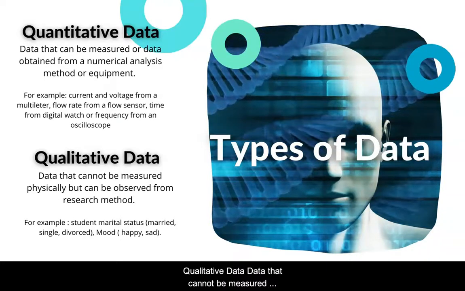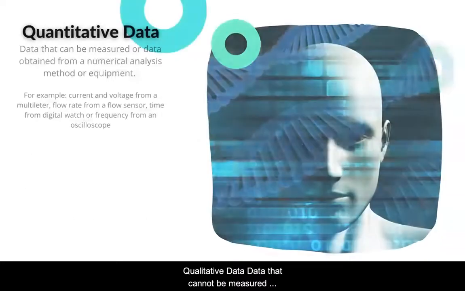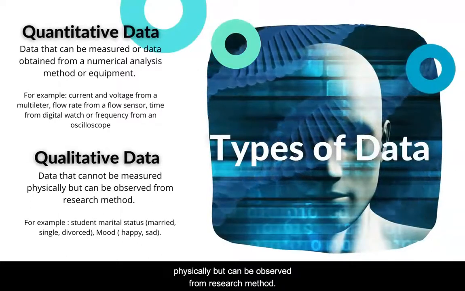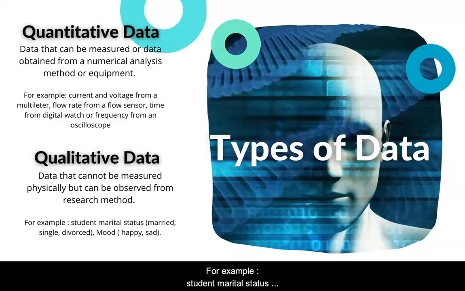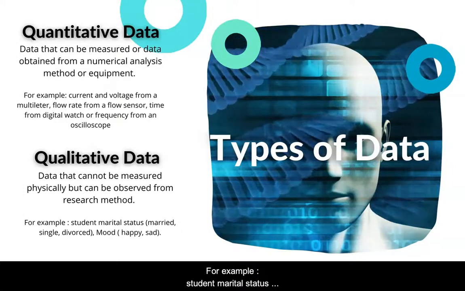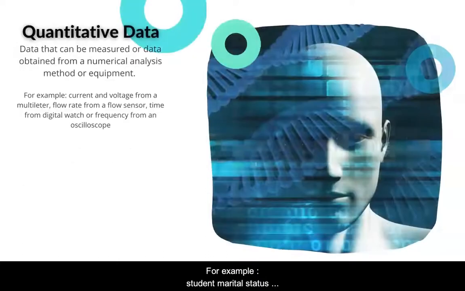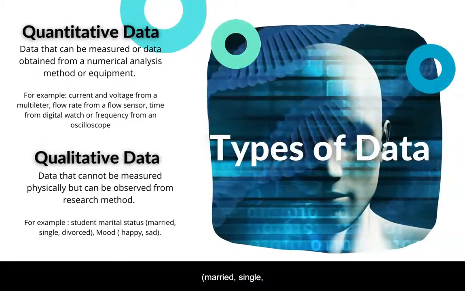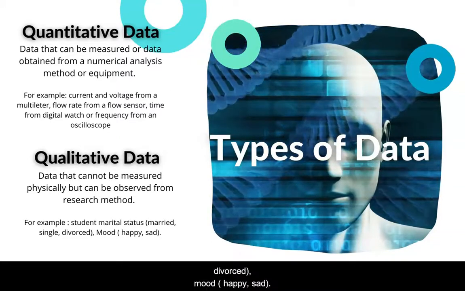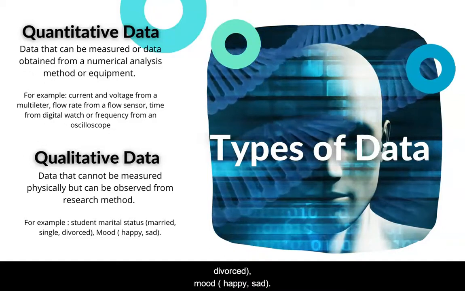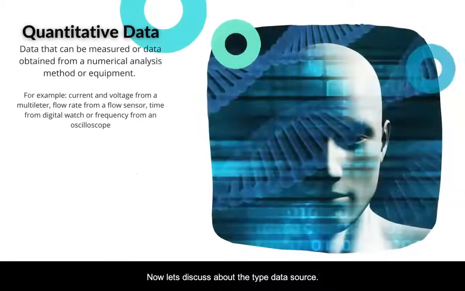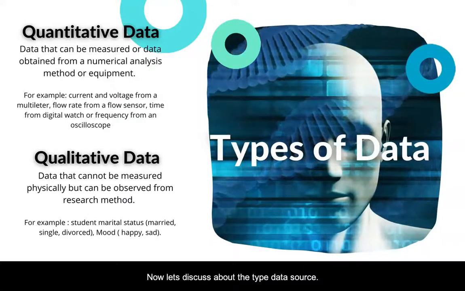Meanwhile, qualitative data involves data that cannot be measured physically but can be observed from a research method. Some examples of qualitative data are student marital status, like married or single or divorced, and mood of student, like happy, sad, and etc. Now, let's discuss the type of data source.